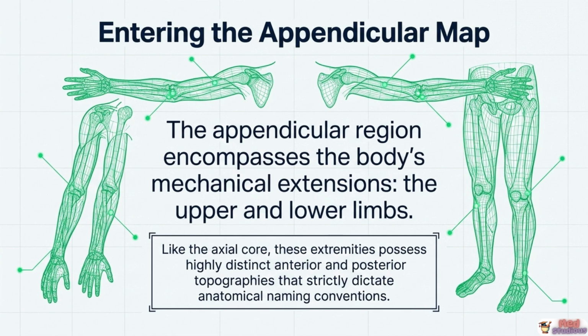This means that every joint and segment of both the arm and the leg has 2 different names, one for the front surface and one for the back surface, and using the wrong name is a clinical error. The upper limb is the precision instrument of the human body, designed for manipulation, grasping, fine motor control, and interaction with the environment.